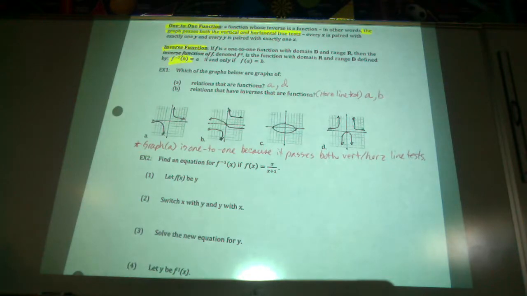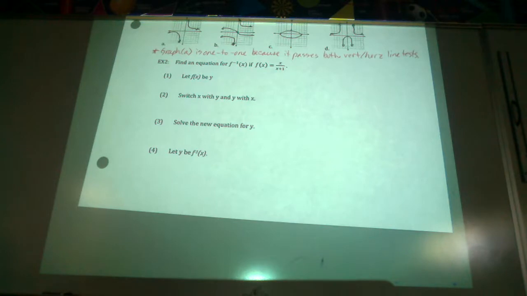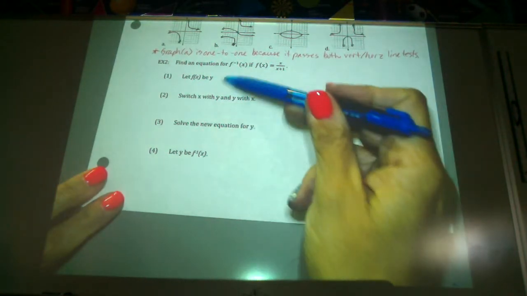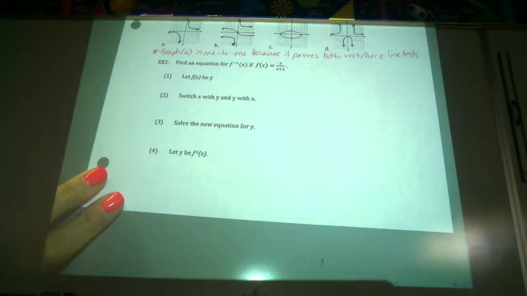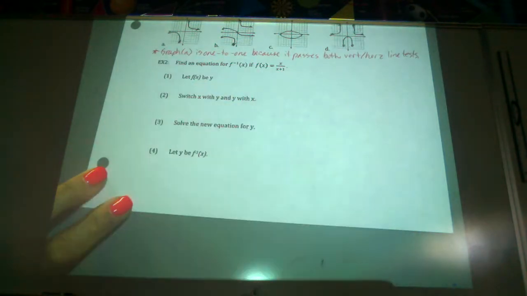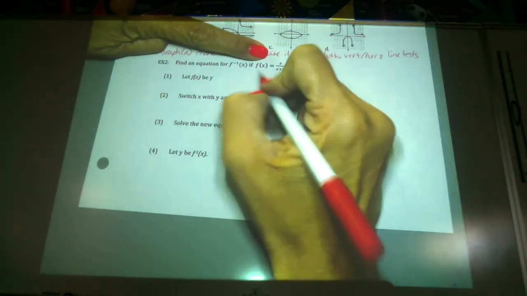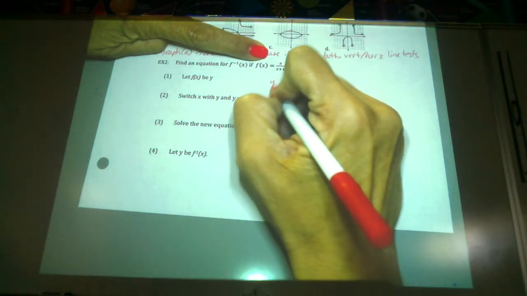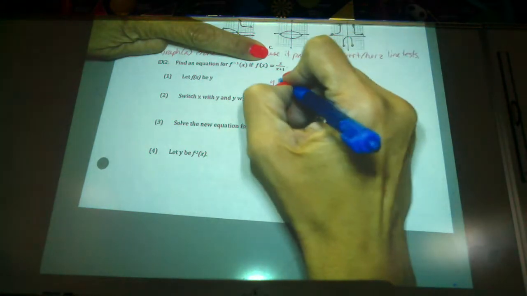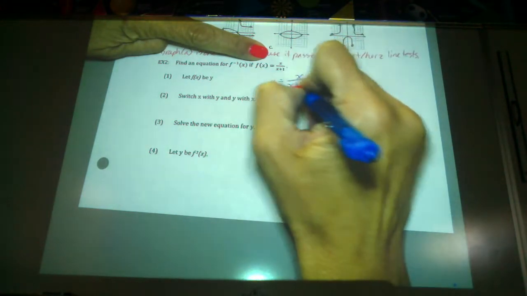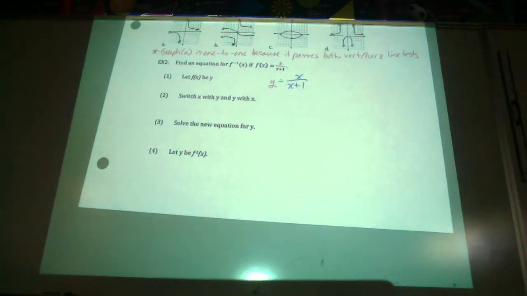So example 2, let's actually find the inverse. We can find an inverse graphically, but I want to do it algebraically here. I have written out the steps. This is something that you did last year in your second year of algebra, so know those steps. Very first step, let f of x be y. So we're going to swap out this f of x and replace it with y. So just switch that out.